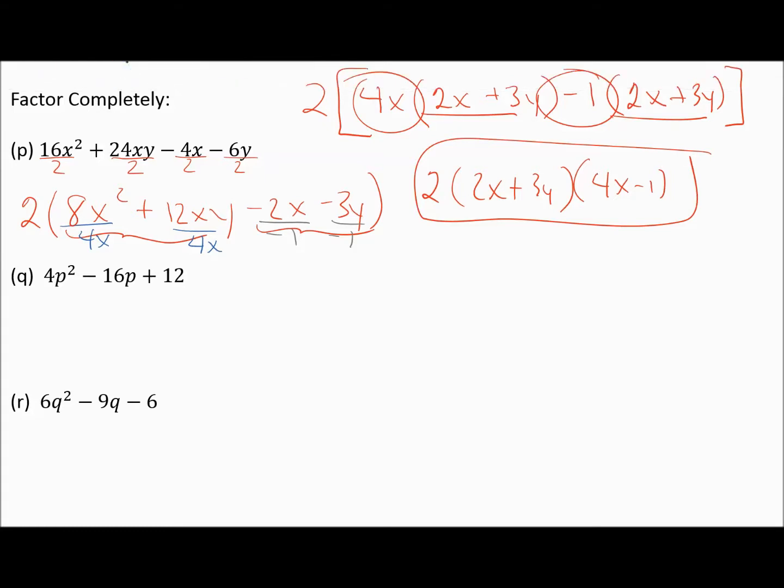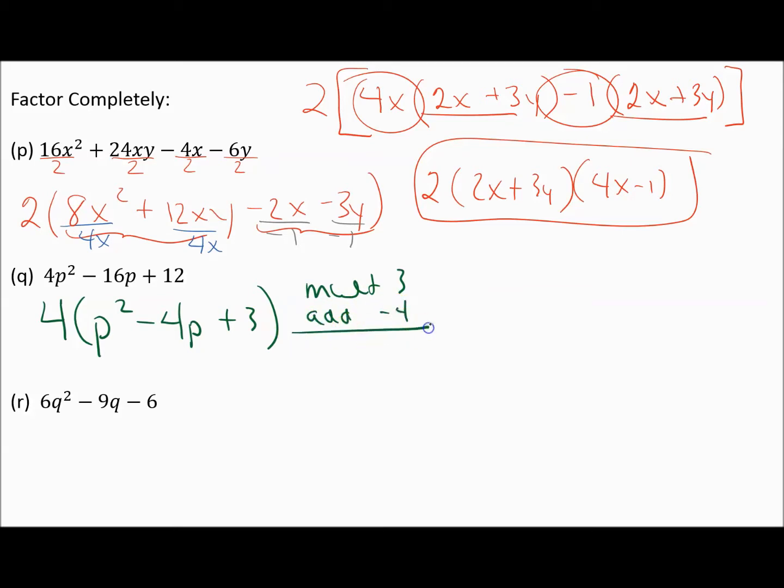Next problem, 4p squared minus 16p plus 12. Hey, I see there's a 4 that'll divide into each of those. So 4 comes out, leaves me with p squared minus 4p plus 3. Now what we have left in the parentheses is a trinomial, 1, 2, 3 terms, but it has a leading coefficient of 1. I want you to remember, those are the easy ones. You've got to find numbers that multiply to be 3, constant, and add to be the middle term, which is negative 4.